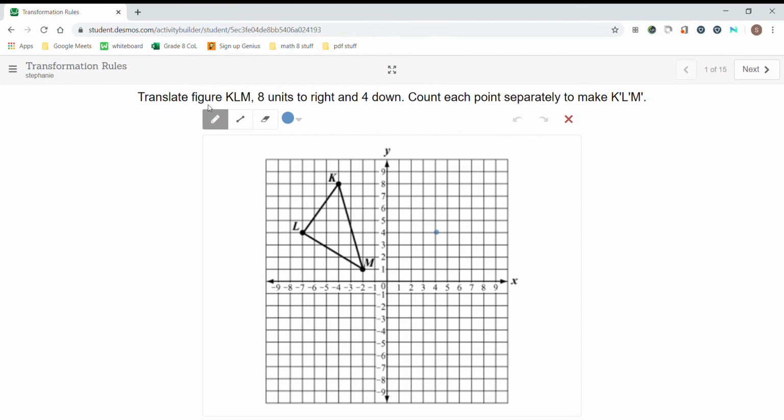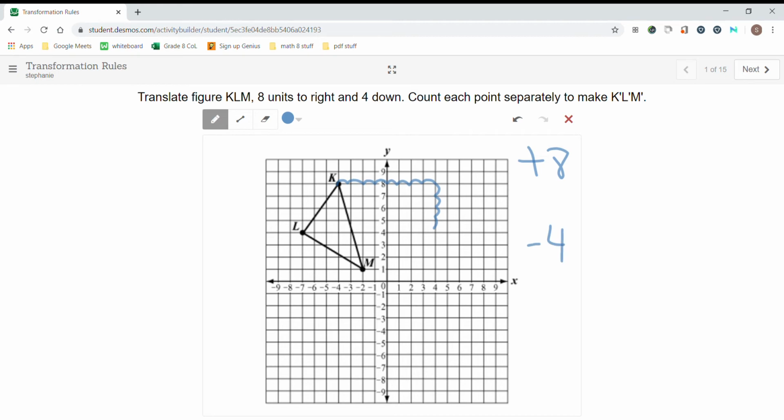All right, so it says translate figure KLM 8 units to the right and 4 down. Count each point separately to make K prime, L prime, M prime. So we did this a few weeks ago. How I would have done this when we first talked about translations is I would have counted 1, 2, 3, 4, 5, 6, 7, 8, and then I would have gone down 4. 1, 2, 3, 4. The other way I could say this is because I'm moving to the right, just like on a number line, I'm adding 8. And going down is like subtracting 4.